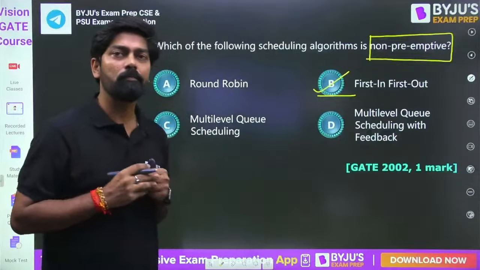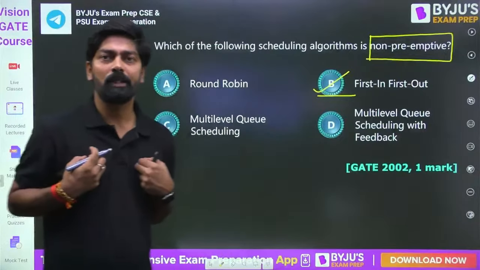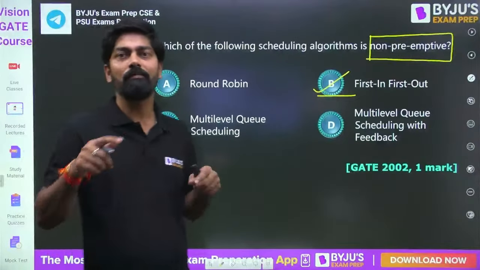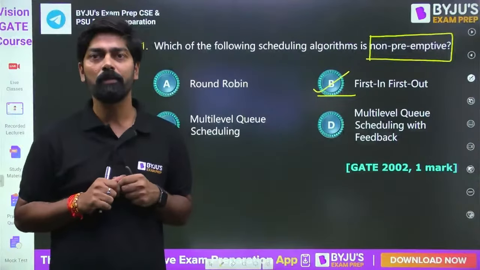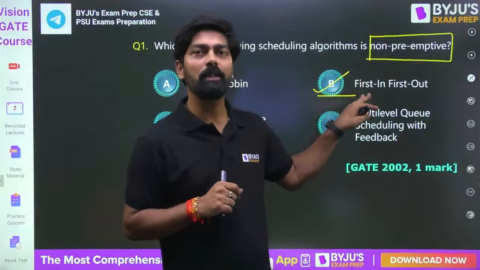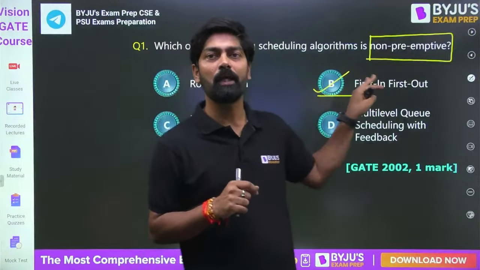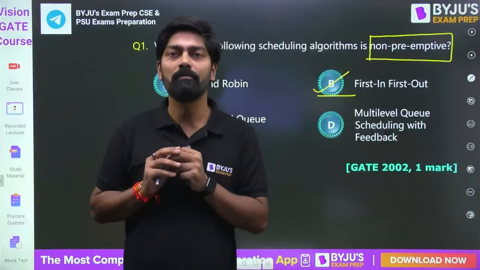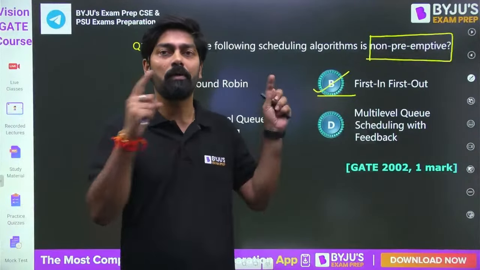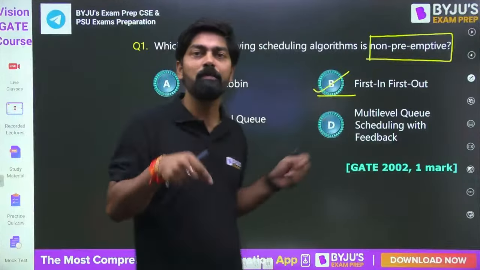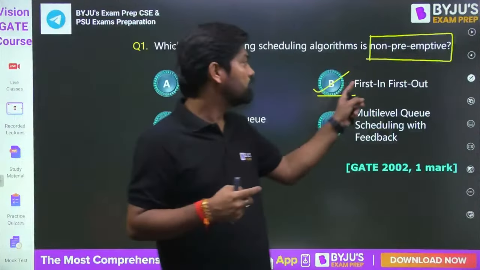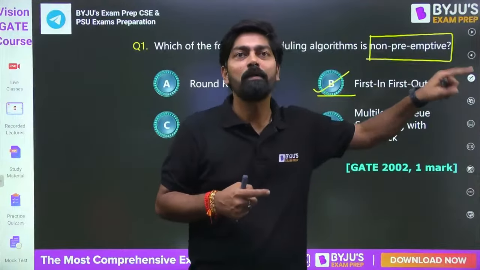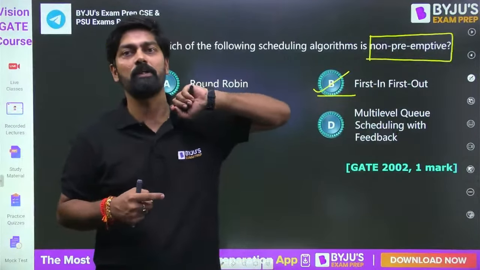What is the meaning of non-preemptive? Suppose I am running this class; until and unless I finish this class, I will not leave this room. Are you getting my point? Non-preemptive means until and unless I finish my execution time, I will not leave the CPU at all. Whatever happens outside, I don't care. So first in, first out is a non-preemptive scheduling algorithm.